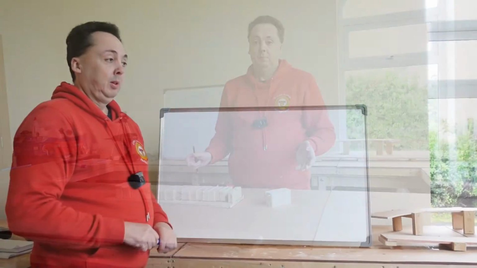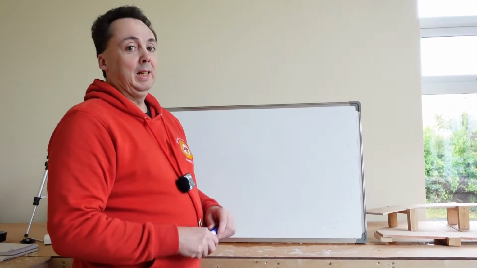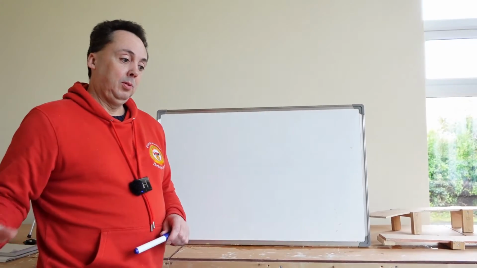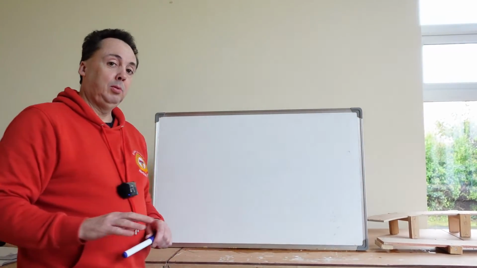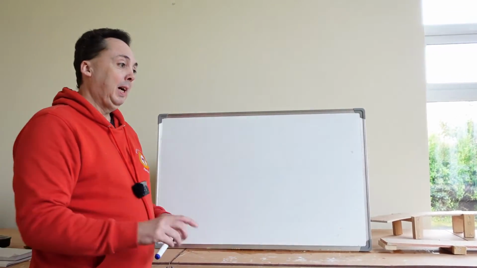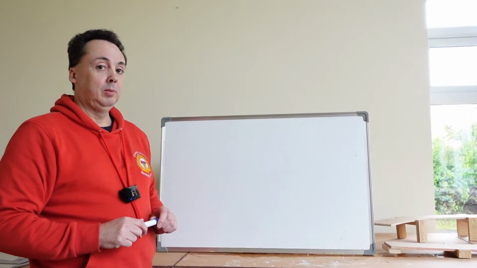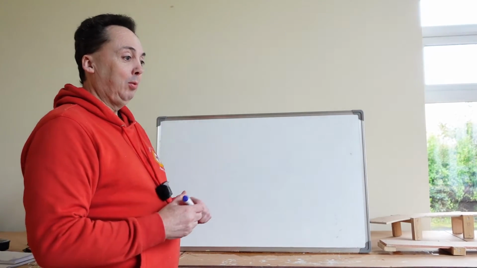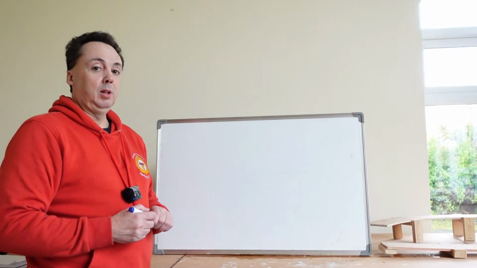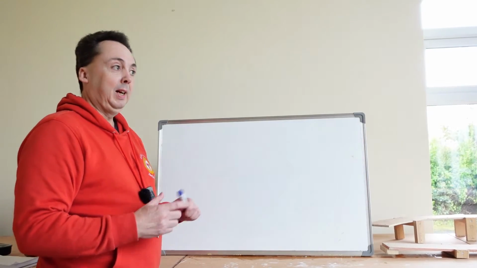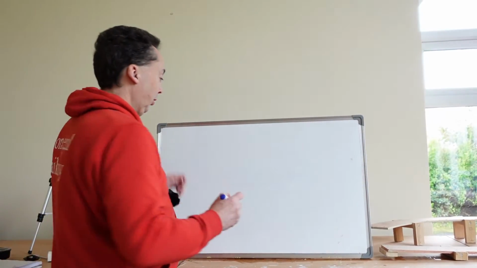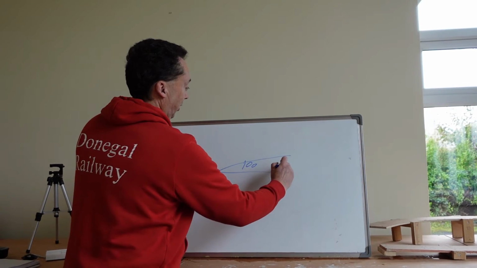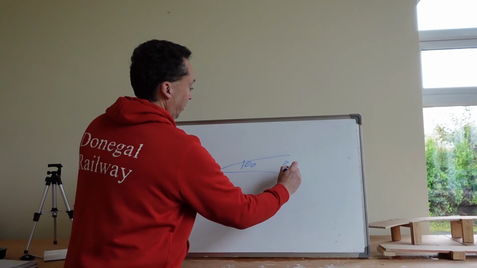Right, so you want to know what incline can I have on my layout. You need to know 2 things. The run you have available for your incline and what height you want to get it to. So say, we'll use simple example, say we have a run of 100 centimetres and we want to rise it 2 centimetres. So we have a run of 100 and we want to rise it by 2 centimetres.